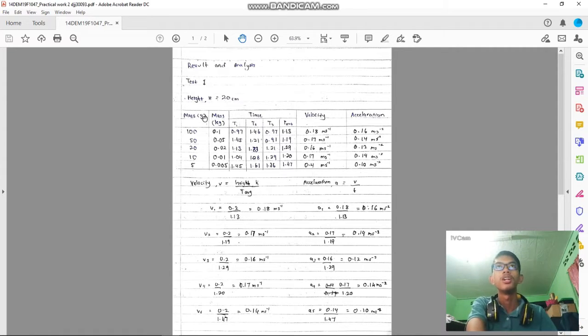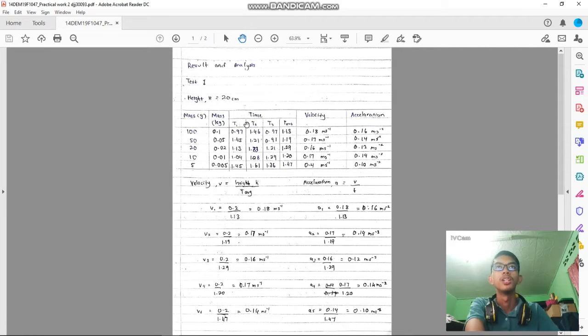In this video, I will discuss the result and analysis. Okay, result test 1. Height is equal to 20 cm. The masses given are 100 gram, 50 gram, 20 gram, 10 gram, and 5 gram. So we convert these masses to kilogram, which we get 0.1, 0.05 kilogram, 0.02 kilogram, 0.01 kilogram, and 0.005.